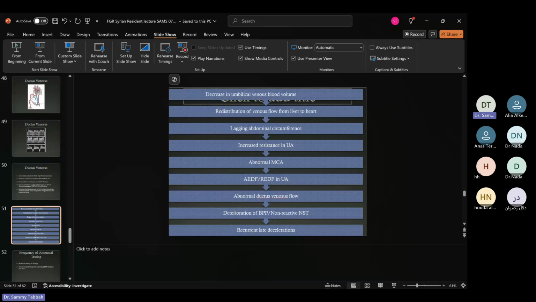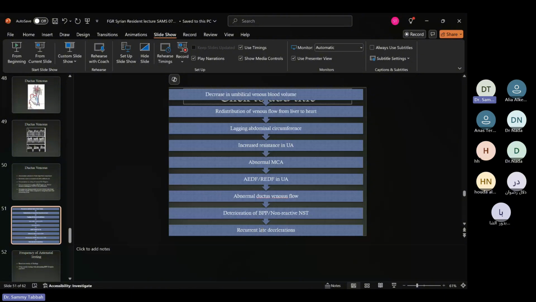Then you start having changes in fetal monitoring, such as the biophysical profile or the non-stress test. And then you start having recurrent decelerations, late decelerations in the fetal heart rate monitor. This is where you pick up babies right before a stillbirth occurs.